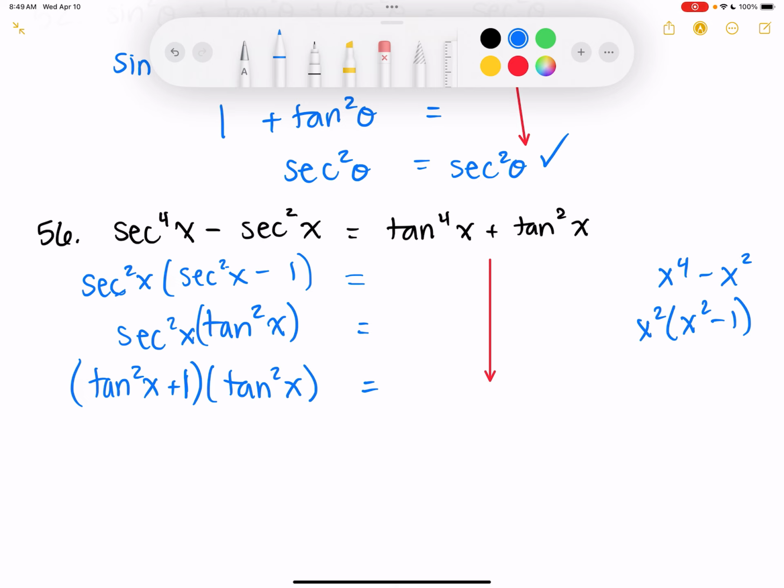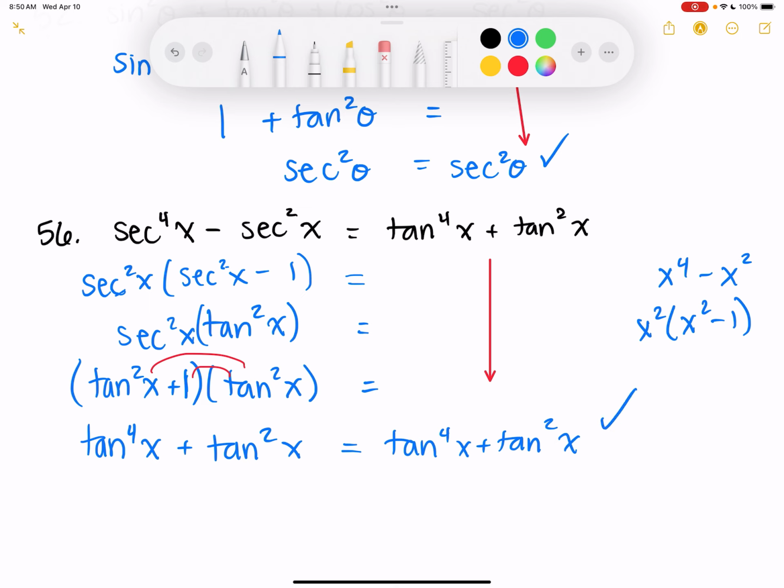Now what? So I'm not quite to where they want me to be yet. So just distribute, multiply. I'm going to be distributing this tangent to both pieces here. So I've got tangent to the fourth of x plus tangent squared of x, which is equal to tangent to the fourth of x plus tangent squared of x, which is what they were trying to get me to do.